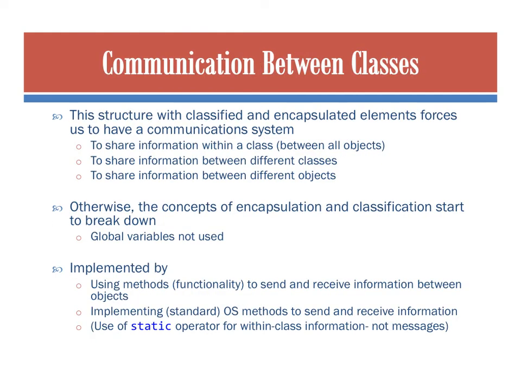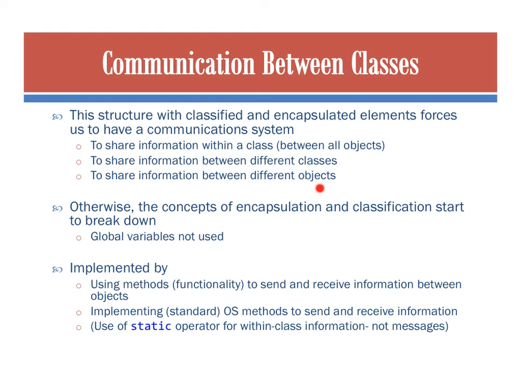Finally, if we have this abstraction where we've classified our classes and we've encapsulated elements, then we're obliged to have communication between our different objects. So we might want to share information within a class between different objects, right? If we have a single class and all of those objects have to have information, then how do we get that information to the object? Or we might want to share information between different classes. So we have a car class and we have a road class. How do we communicate between those?